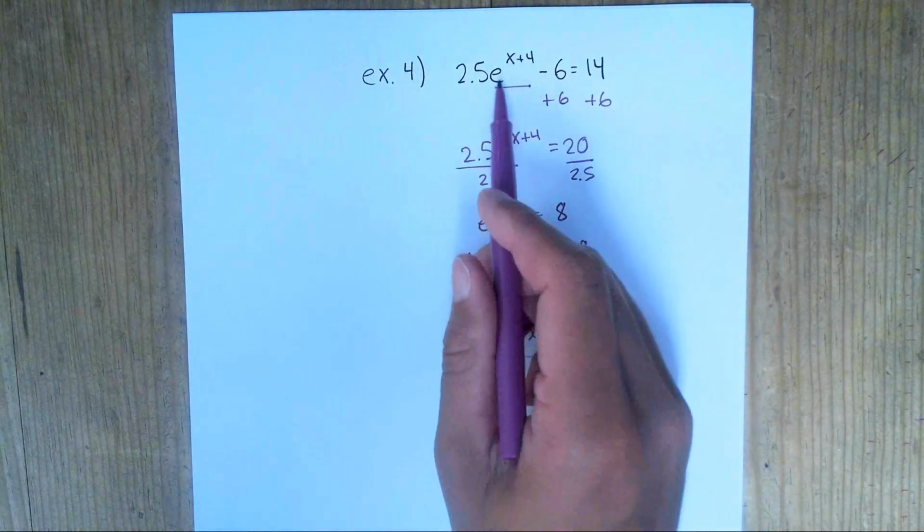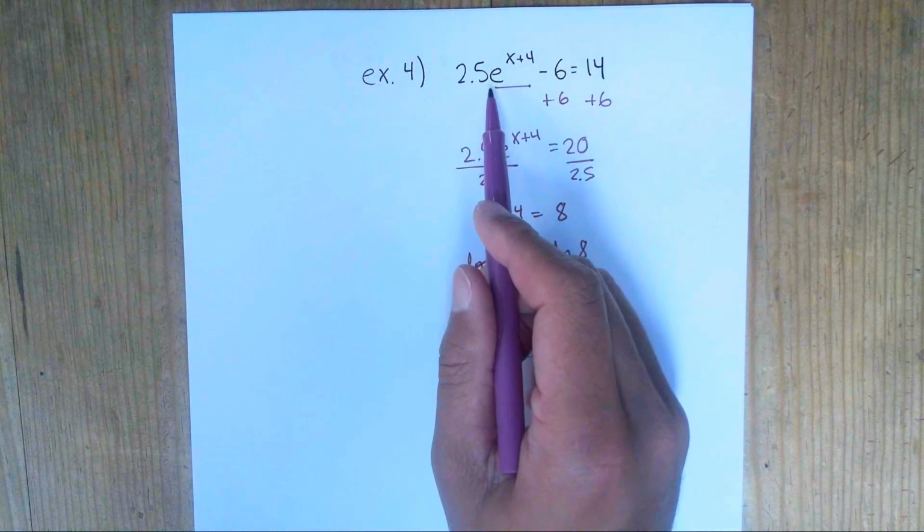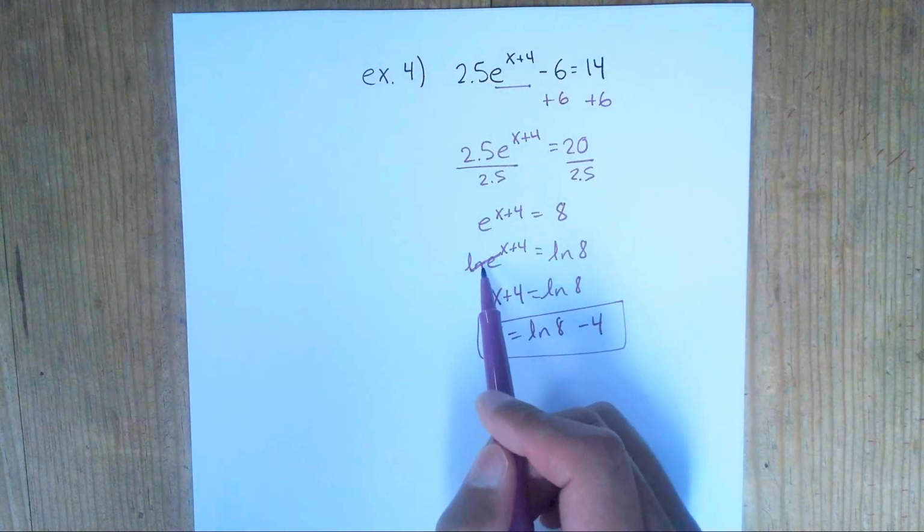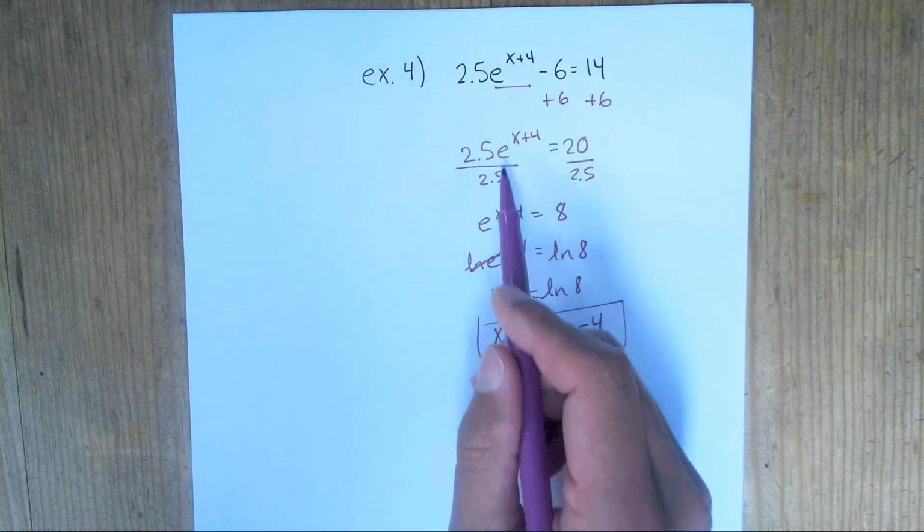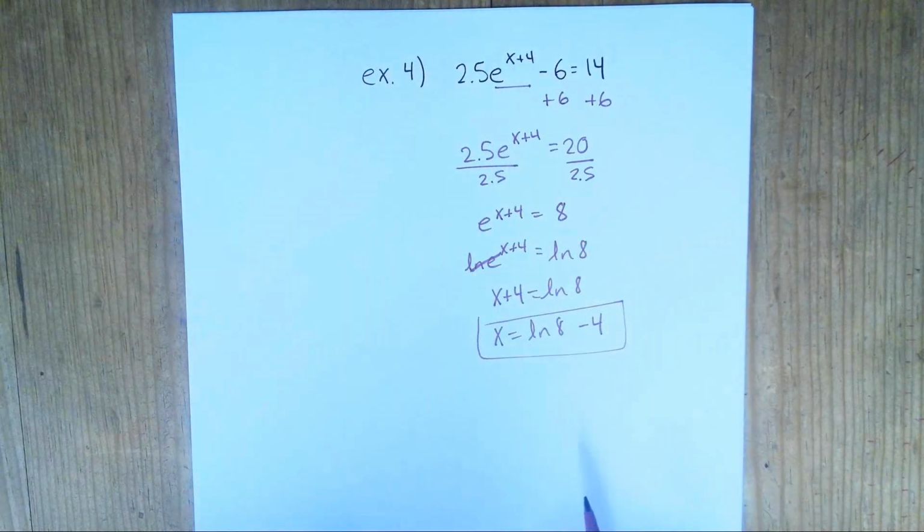So whenever you see e in an exponential equation, chances are you're going to add ln. But the only time you're going to add ln is if you're able to get this by itself. So get rid of everything that's around it.